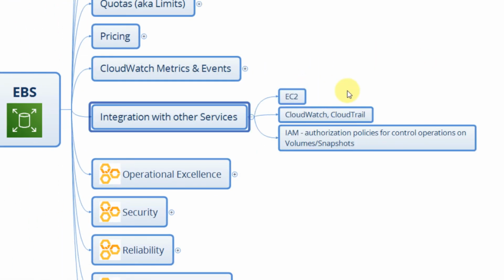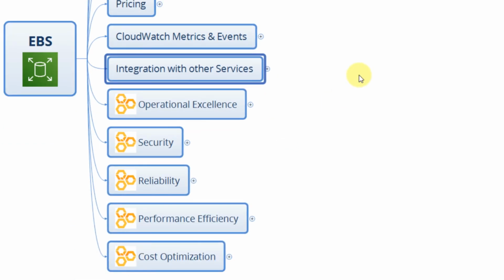EBS is integrated with EC2. EC2 is the main way to use EBS volumes. It's also integrated with CloudWatch and CloudTrail and with IAM for authorization policies for control operations on the volumes and snapshots. Now, in terms of facilitating the 5 pillars of the well-architected framework, let's see what EBS does.